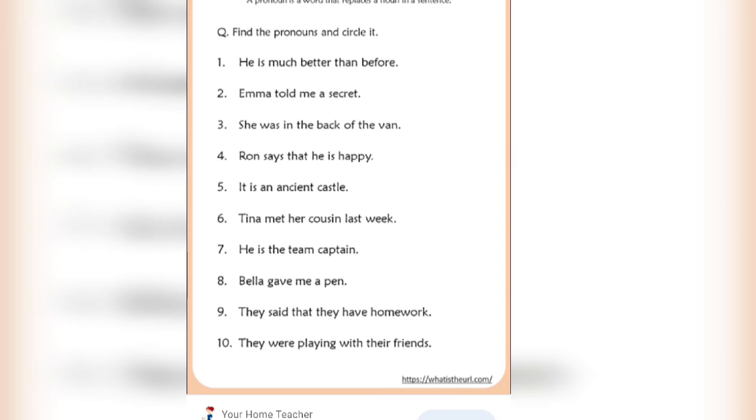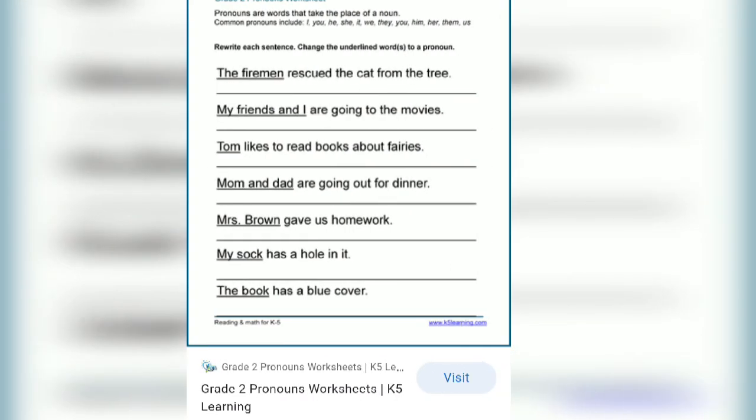I am going to give you this as your homework. One more exercise we have, that also you have to do as your homework.